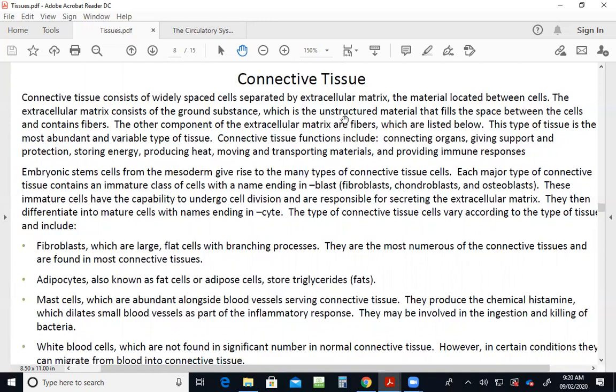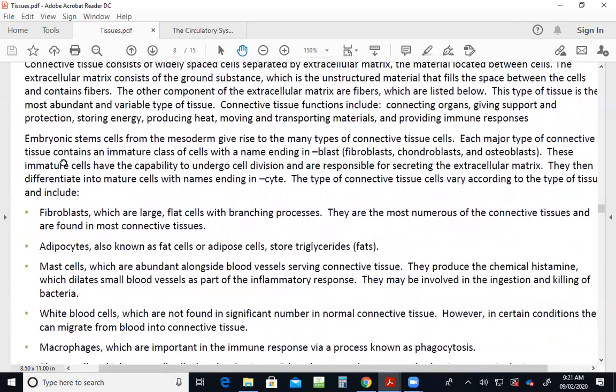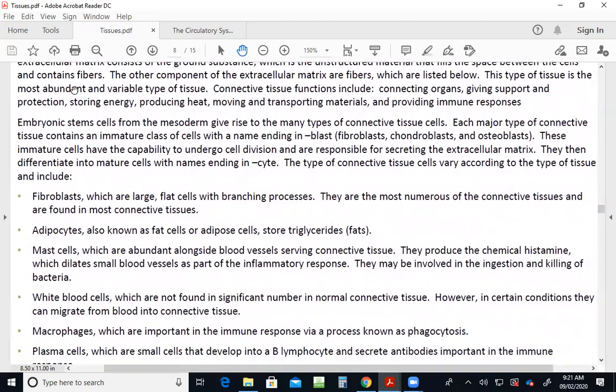Ground substance, which is unstructured material, so it's a lot of fluid and that kind of stuff in many cases. And then fibers. Fibers are the three things that you wrote down in the middle of the page there: collagenous, elastic, and reticular. We'll get to those here in a minute. As far as connective tissue, it's the most abundant and most variable type.